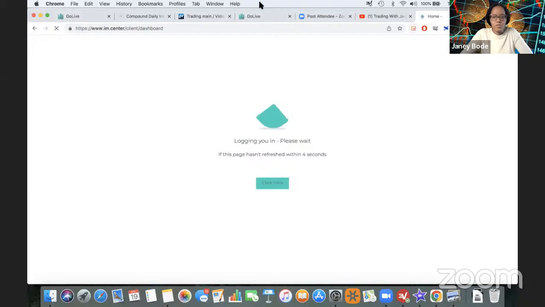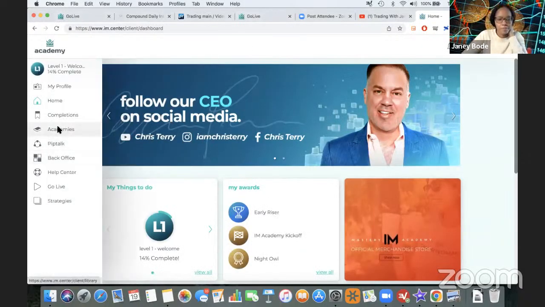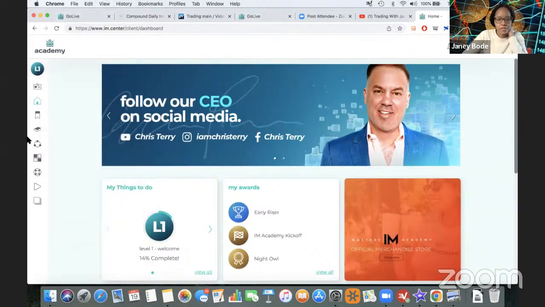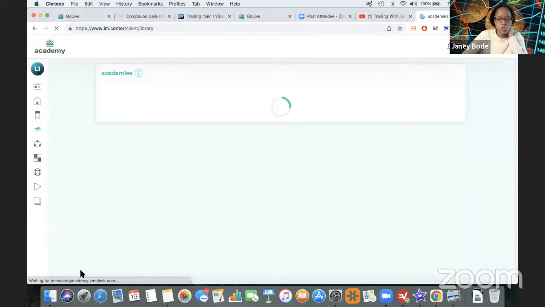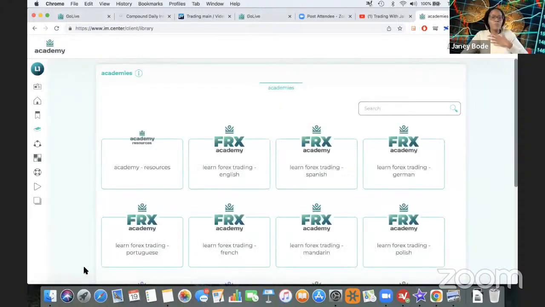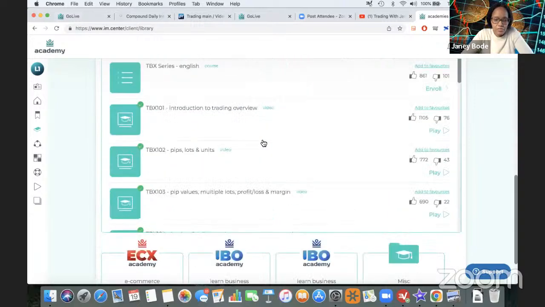Okay, so let's do this. It's important for you, if you really want to understand this stuff in detail, to go to the source. So you're going to go to im.center. Everybody has access. You're going to go to academies, and I'll show you where I found this stuff. I'm sure there's somewhere else, but I'll show you where I found them. Go into time-based trading, because that's what you're doing.